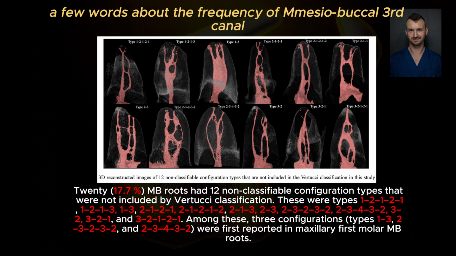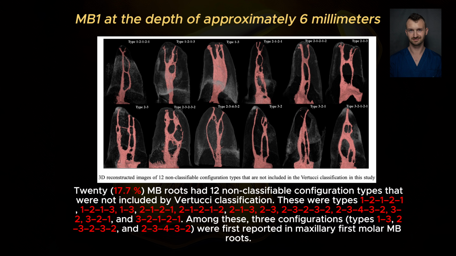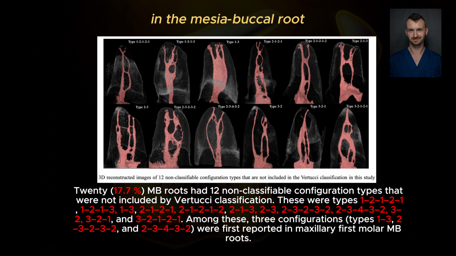A few words about the frequency of the mesiobuccal third canal. Recent studies suggest that MB3 can be found in 30% of cases using micro-CT. It is typically located between MB1 and MB2 and merges with MB1 at a depth of approximately 6 mm. So, when can we identify three separate canals in the mesiobuccal root?